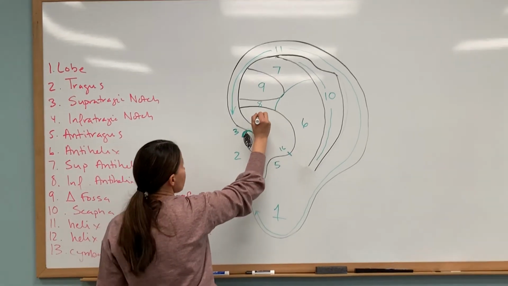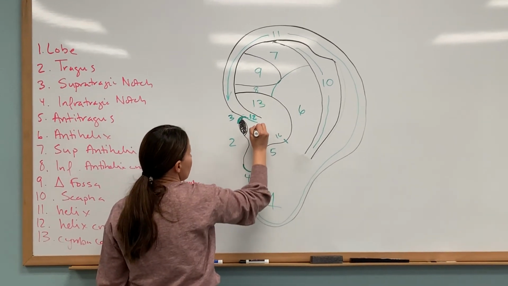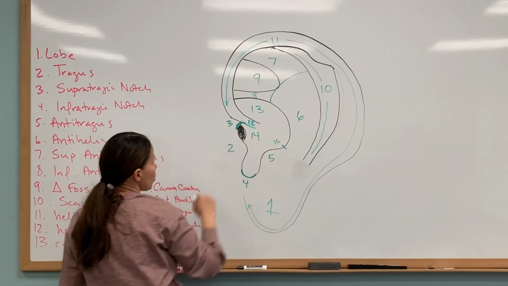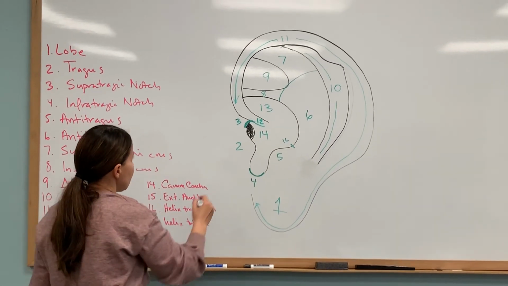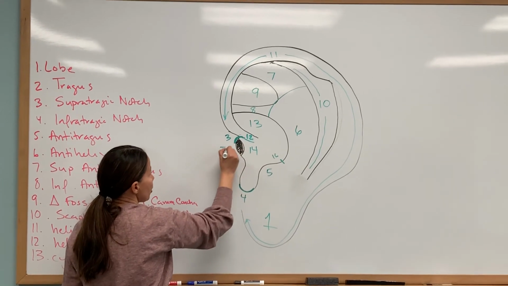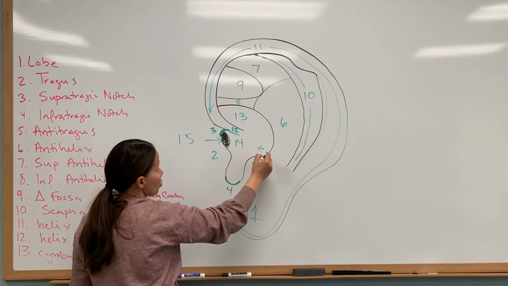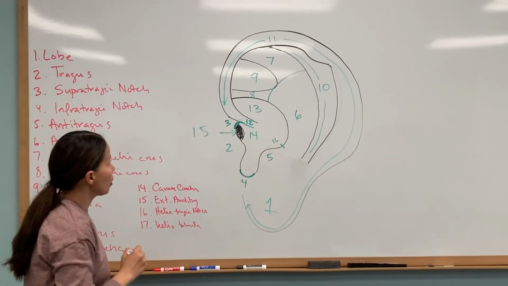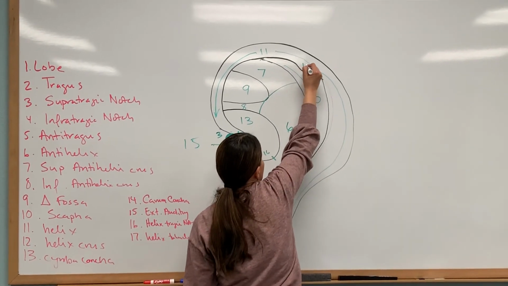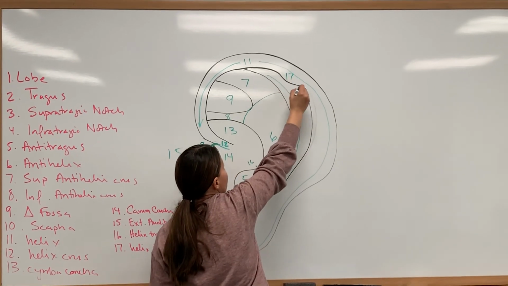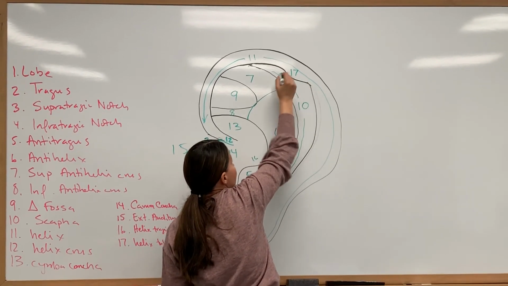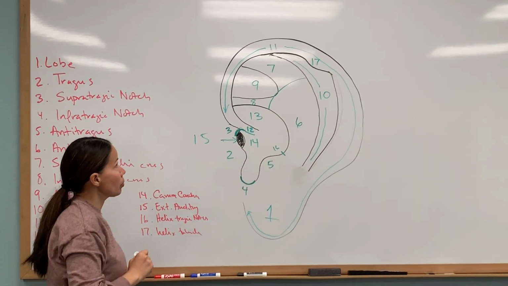So we have our cymba concha for 13. We have our cavum concha for 14. Number 15 is our external auditory meatus. And then again, 16 is our helix tragic notch. And our last one that we are covering is 17, which is our helix tubercle, is this little area right here, which is also known as Darwin's tubercle.